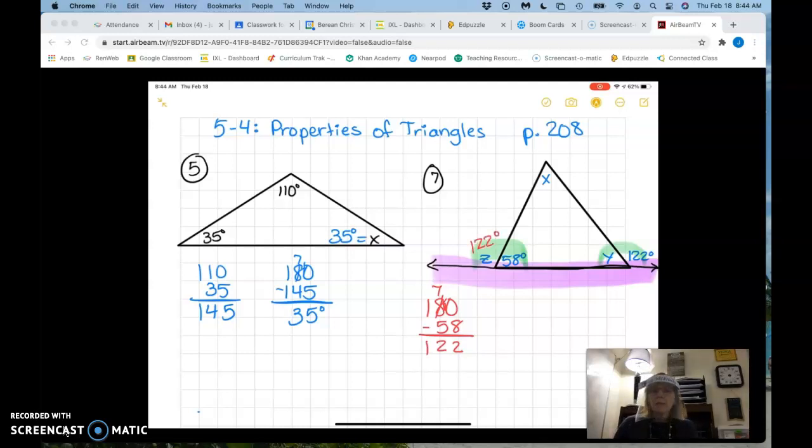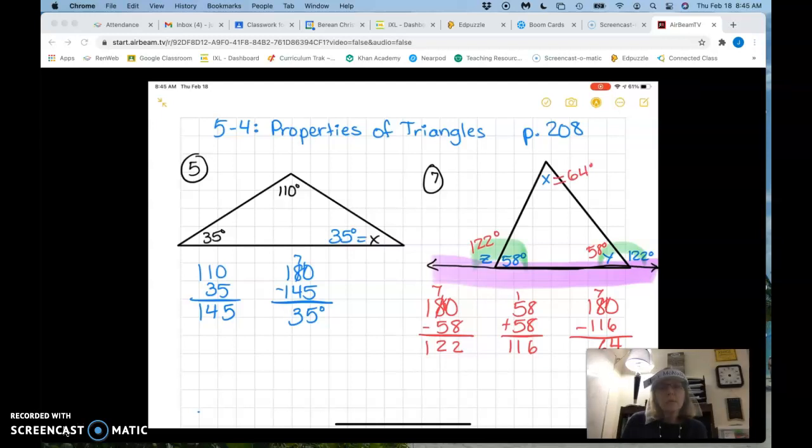Okay? So now I can clearly see that y is going to equal 58, right? Because that's just the opposite of the other one that we just did. Now to find x, I can just add 58 plus 58 and subtract that answer from 180. I got 116. And I got 64. So x is going to equal 64.